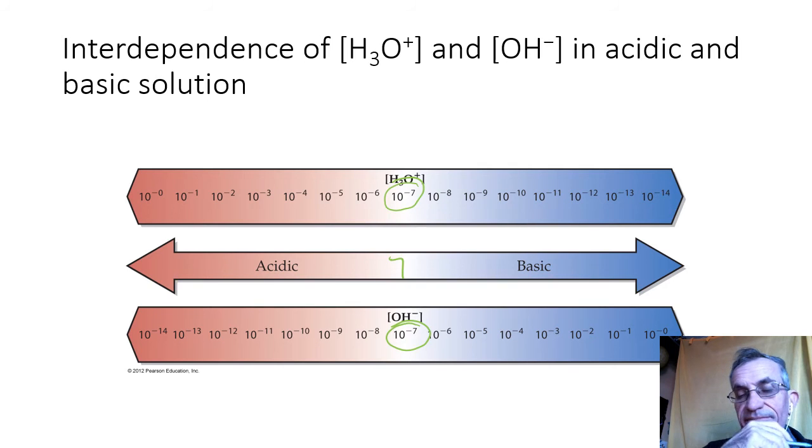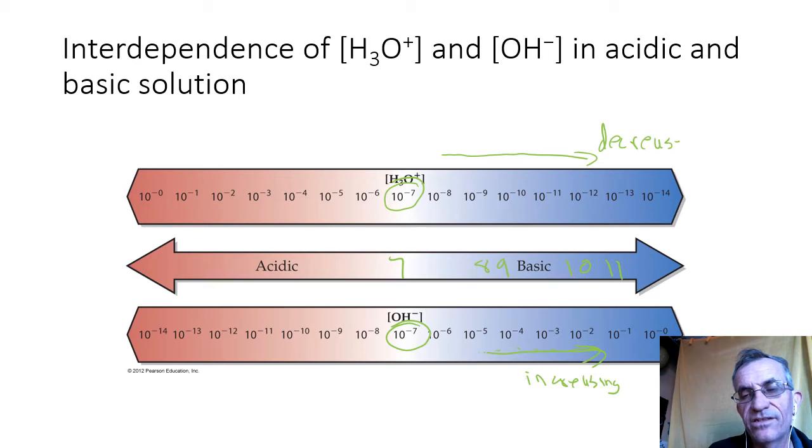Now, when we get to something that's basic, a pH of 8 or 9 or 10 or 11 or whatever, the amount of OH is getting bigger the further we go. So these numbers are actually getting bigger. This is increasing. And then as we go to the right and we become more and more basic, the amount of hydronium is actually decreasing. So you notice they kind of do opposites, don't they?